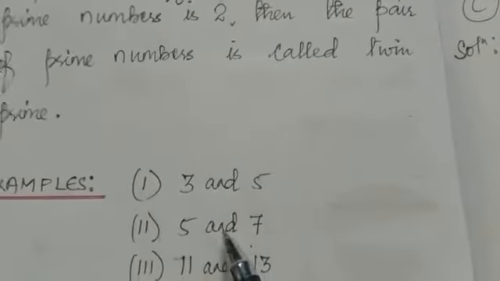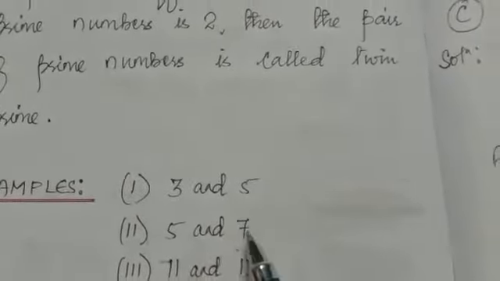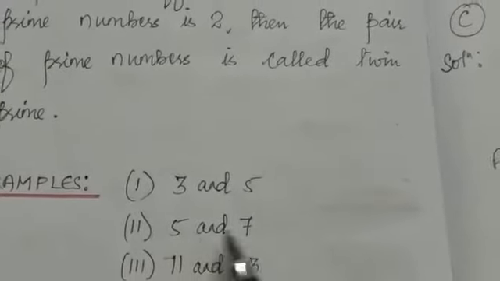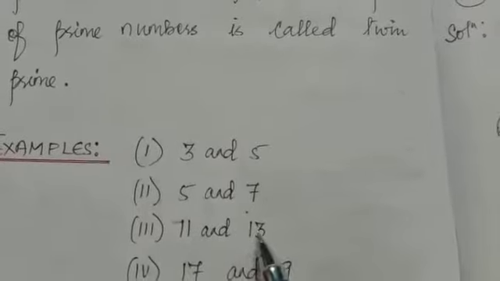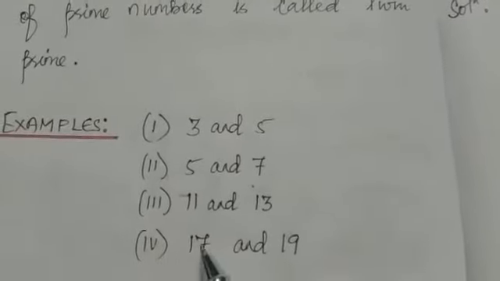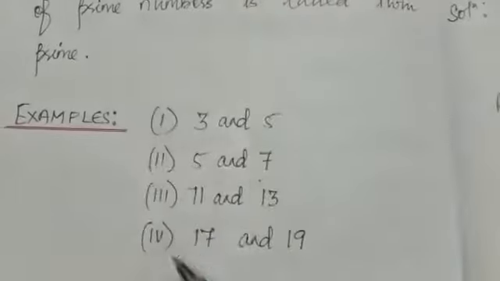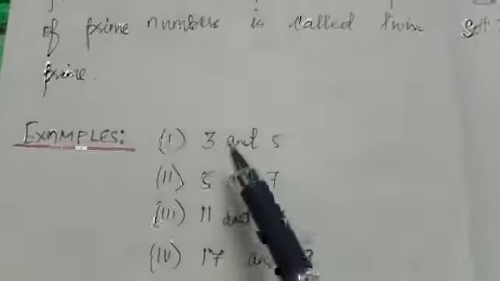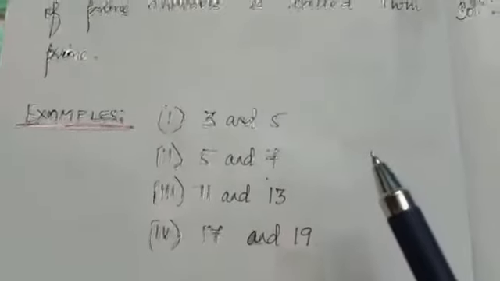Next is 5 and 7. Both are prime numbers and the difference is 2. 11 and 13. Both are prime numbers, difference is 2. 17 and 19. This pair of numbers are called twin prime numbers.